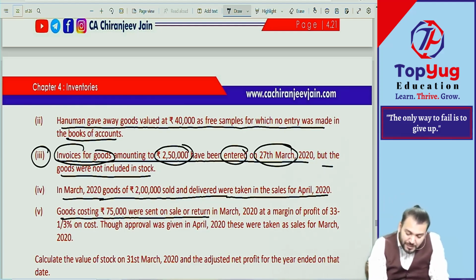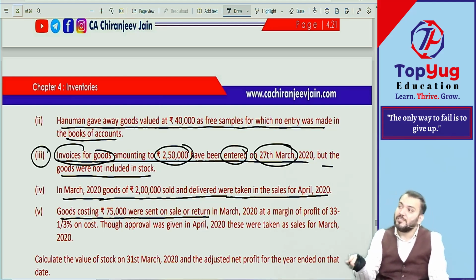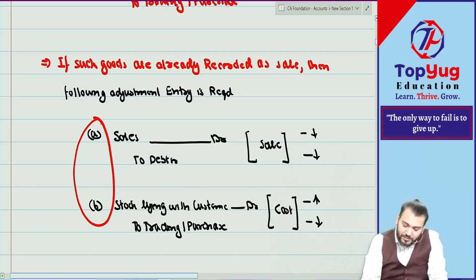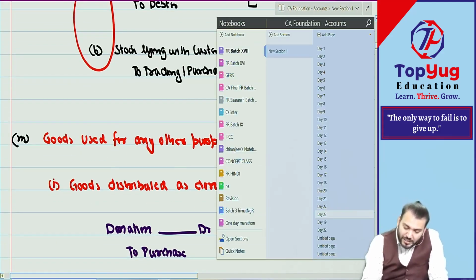Goods costing rupees 75,000 were sold on sales or return basis in March at a margin of profit 33 1/3 on cost. Though approval was given in April 2020, these were taken as sales for March 2020. Means they were recorded as sales. So first reverse sale and then include closing stock. So what two adjustment entries will you say? First reverse sale. What journal entry?